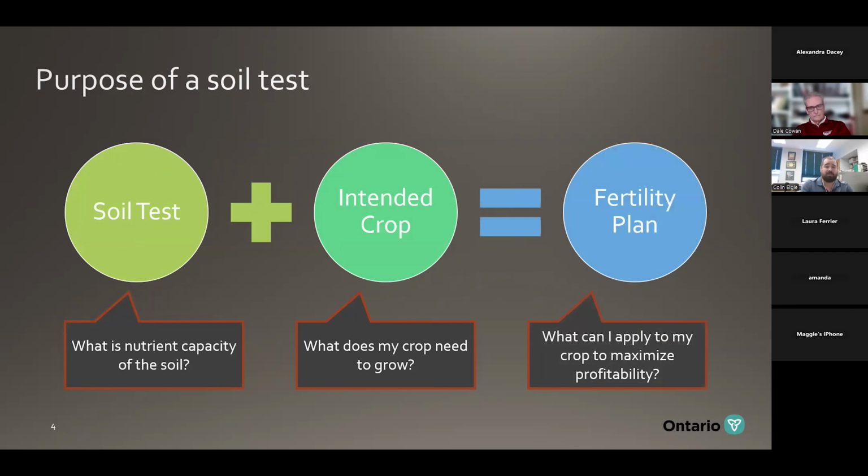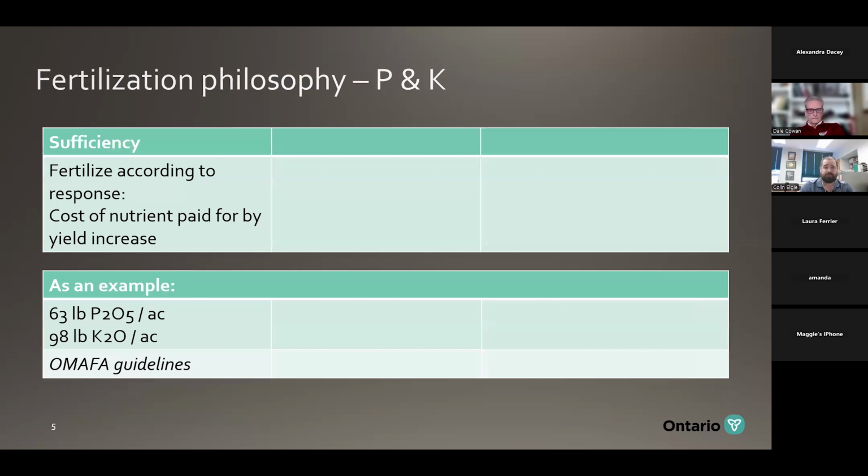And it may be something that you're maximizing that profitability in a single year, or it might be a long-term approach. But it's really looking at feeding that crop what it needs to be fed and making sure we're not over applying or under applying to really give that crop its best chance to maximize that profitability.